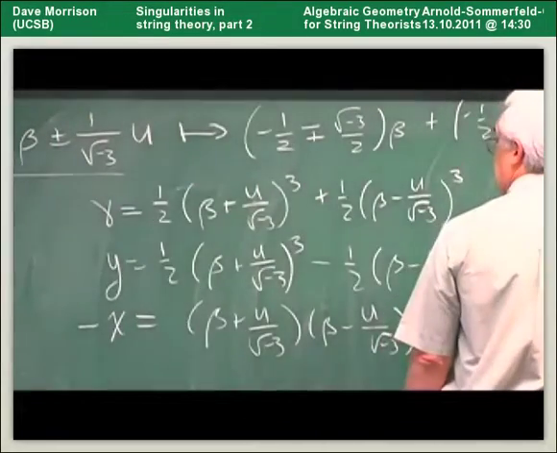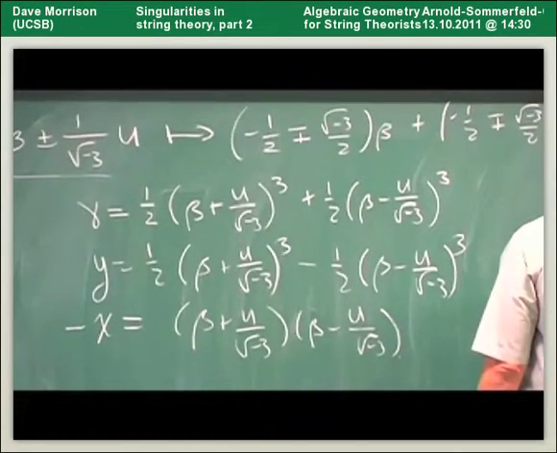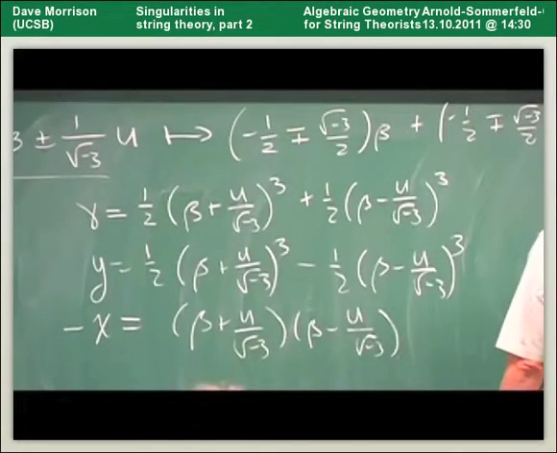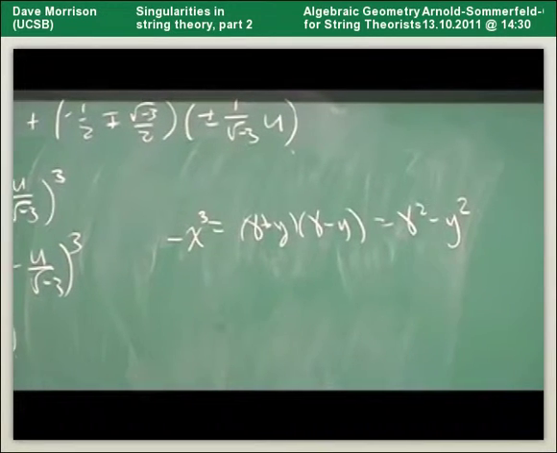So the relation that I get immediately is minus x cubed is equal to gamma plus y times gamma minus y, which is gamma squared minus y squared. And of course, I still have my z, which is an invariant.